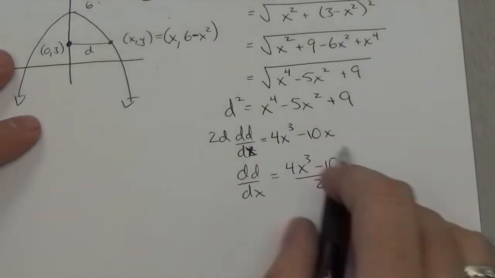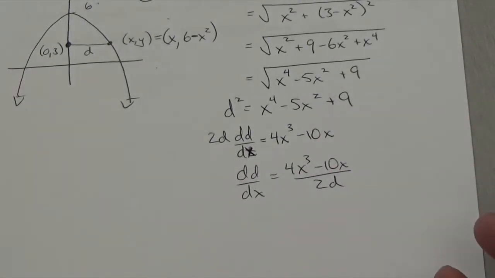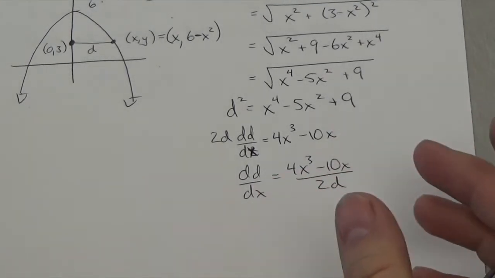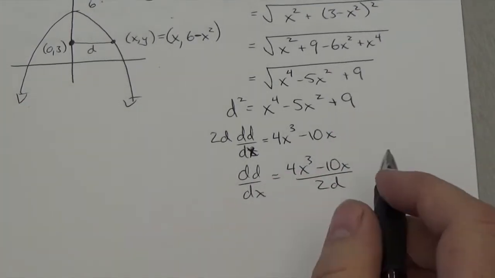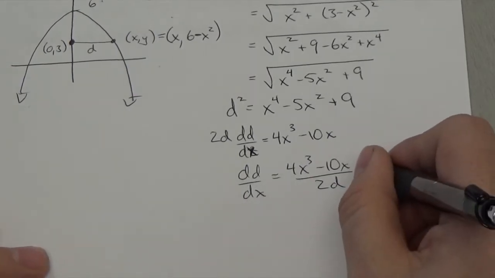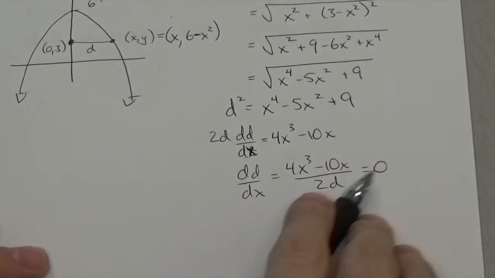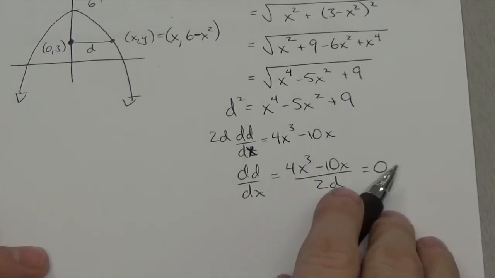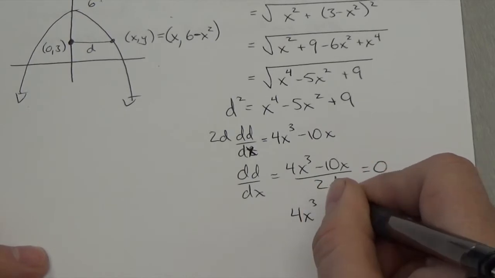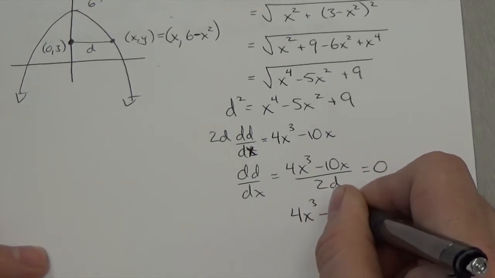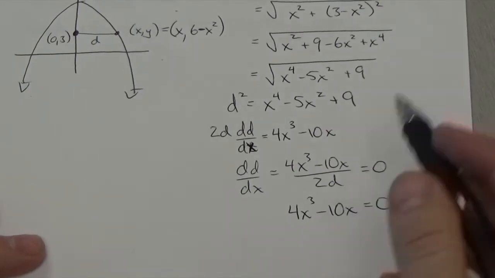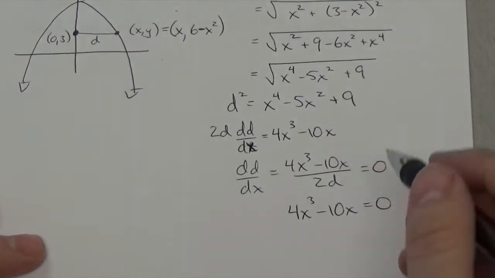Now, I've got two variables here, but that's not going to end up being a problem, because remember, what I'm trying to do here is minimize the distance. I'm going to find the smallest value. So what I want to do is set that derivative equal to 0. And then when I multiply through by the 2d, it basically goes away. So I go right back to 4x cubed minus 10x is equal to 0. And we would have gotten to the same spot even if I had left the square root in.